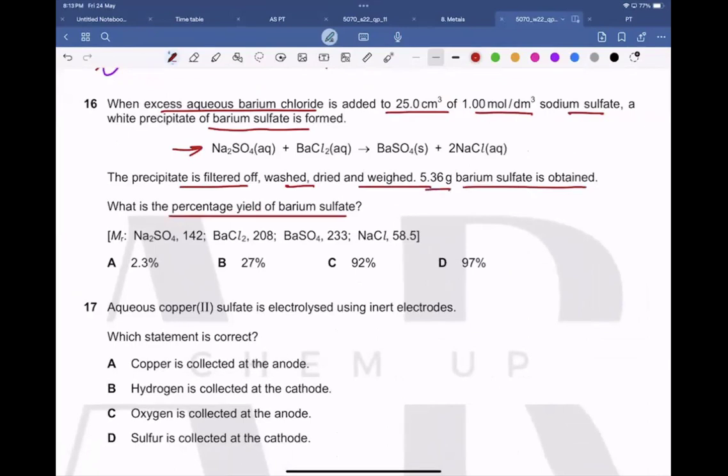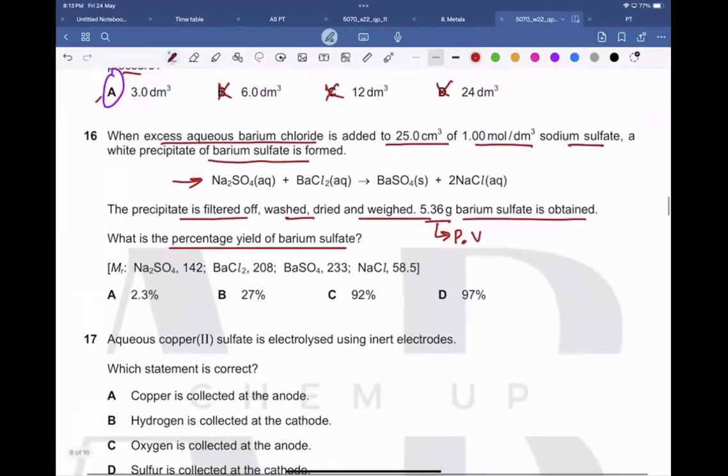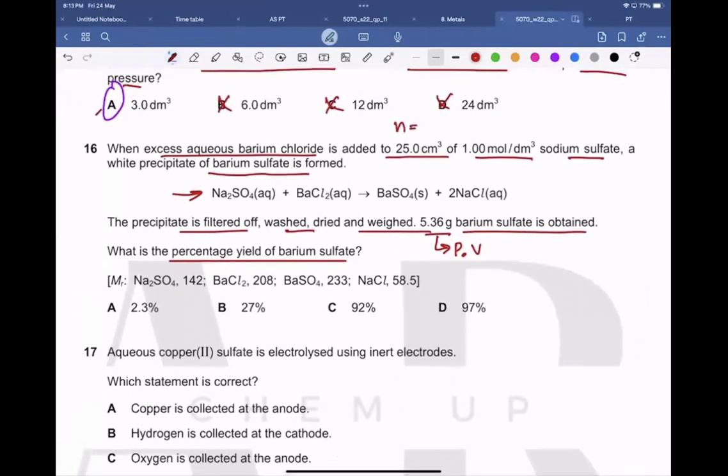So see, this is the practical value. Now we have to find the theoretical value. So for that, I have to calculate the moles of sodium sulfate. Its concentration is 1.00 times volume, 25 divided by 1000, which gives 0.025 moles. And if you see the mole ratio of these two, the mole ratio is the same. So the moles of barium sulfate is also going to be the same. Now I have to find the mass of barium sulfate.